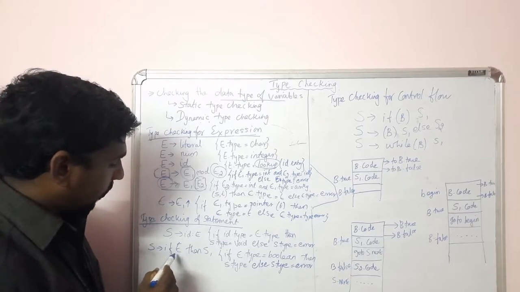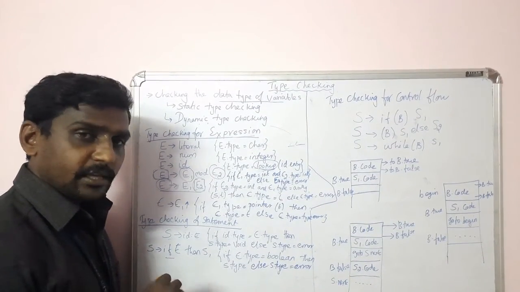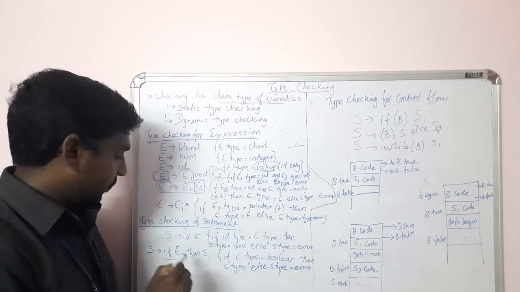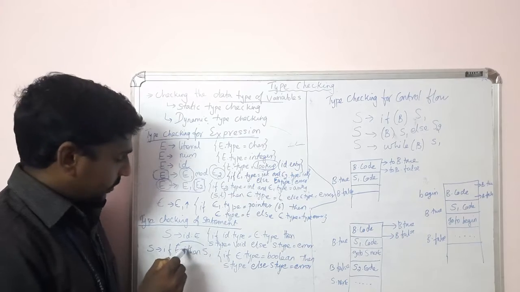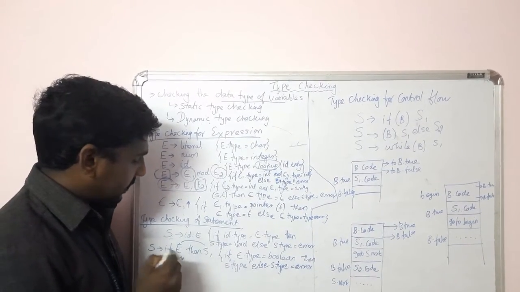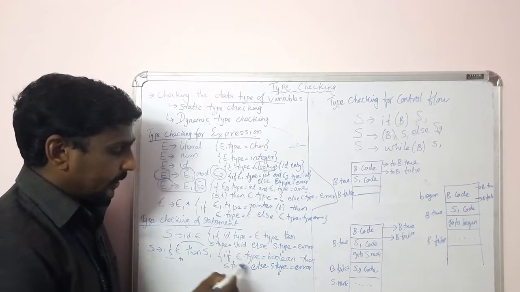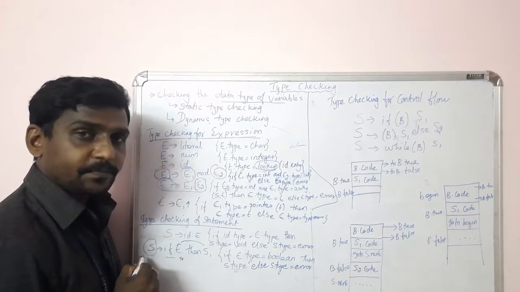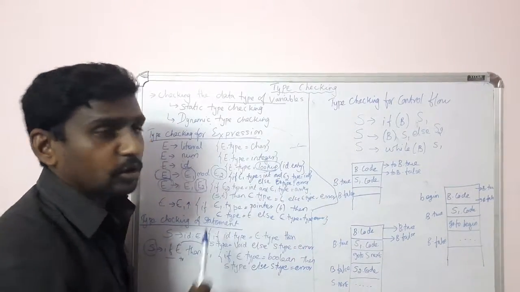I will give you one clear example. Boolean in the sense it is true or false. So when we use an if statement, if this is true, then go to s1, that is the condition, right? That's what we are writing, like e.type equal to boolean. If it is true, then s.type is s1.type, else s.type is error. Clear? This is the type checking for statement, and this is type checking for control flow.